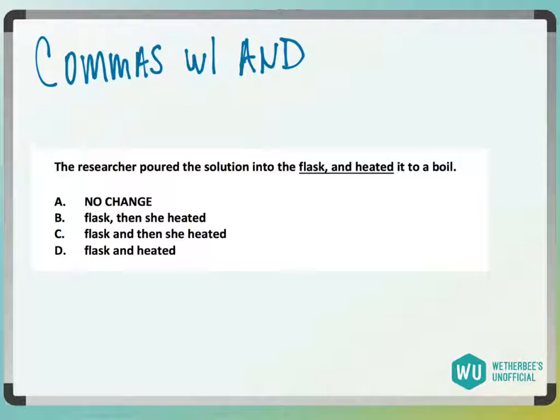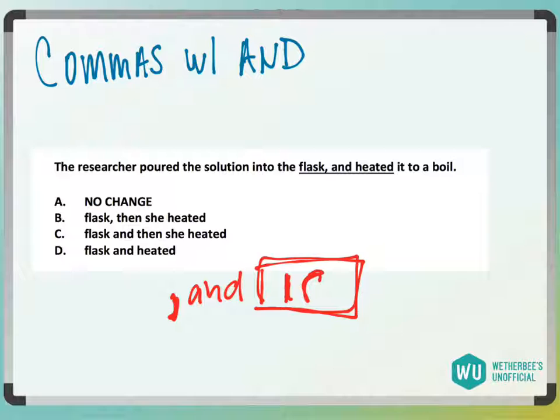All right, so commas with the word and. Most people think that when you see the word and, you should always put a comma in front of it, but that's not actually true, right? So you actually only put a comma in front of the word and if what comes after it could technically stand on its own as an independent clause, right?